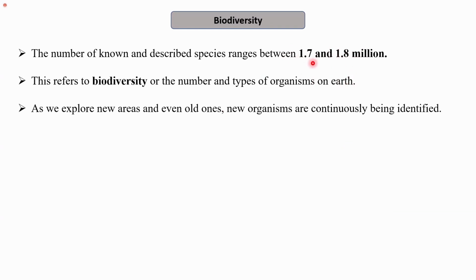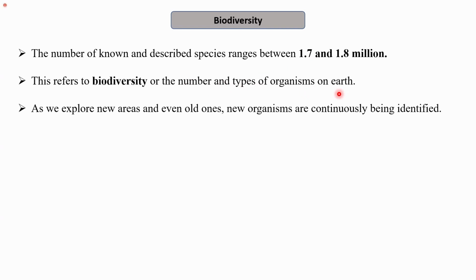So these are the number of known species that have been described till now. So these are approximately 1.7 to 1.8 million. And this refers to the biodiversity. The name itself defines the diversity in the living organisms. Bio means related to living. Diversity means diversified, that is, how many different species or different organisms exist. So this refers to biodiversity, or the number and types of organisms that exist on the earth.